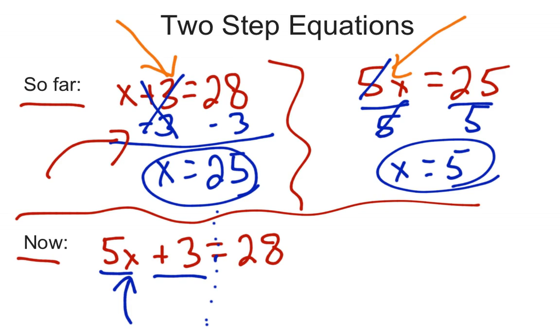And it's no different than anything else. We still remember that I get rid of a plus 3 by minusing 3, and I can get rid of a times 5 by dividing by 5. The only issue is, which one do we do first? Alright, so if I get rid of this stuff, we'll just go back. Alright, we have to realize what do we do first.